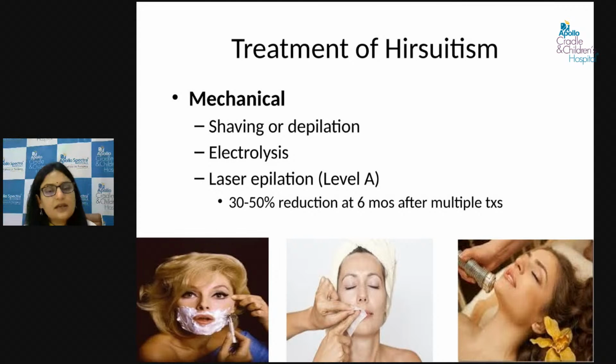Simultaneously, if the patients have more symptoms of hirsutism, we used to start the treatment. If it is required for the hirsutism, we start the treatment and try to normalize your hormonal profile. In the meantime, we ask the patient to go for all the mechanical things, like shaving, electrolysis, laser removal. A 30 to 50% reduction at 6 months after multiple sessions can be possible. Whatever hair growth happens will not go off with your treatment or lifestyle management; that will be taken care of mechanically by all these modalities available in the market.